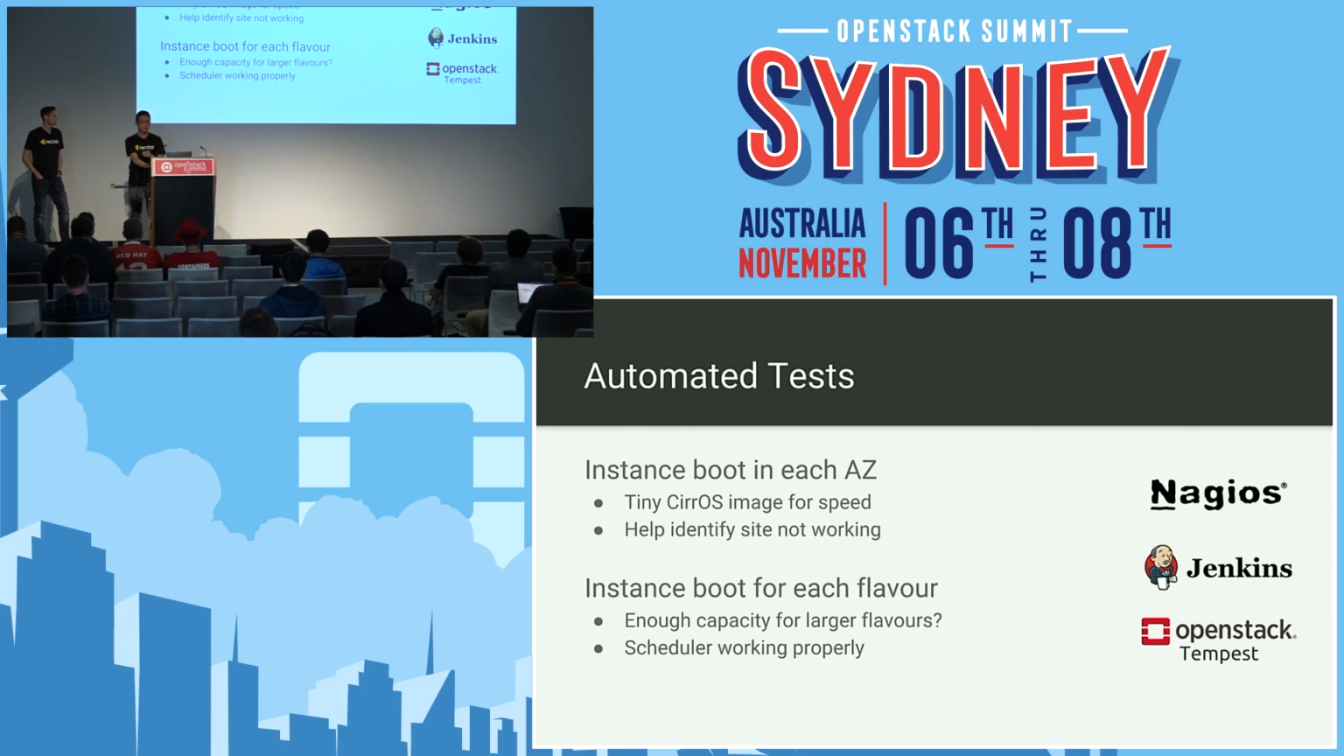This also allows us to check not just for capacity, but also whether the scheduler is having any problem, because the scheduler decides where the big instance would go. And if you have misconfigured filters or whatever, the scheduler will put it in the wrong place and it will show up that it's not working.